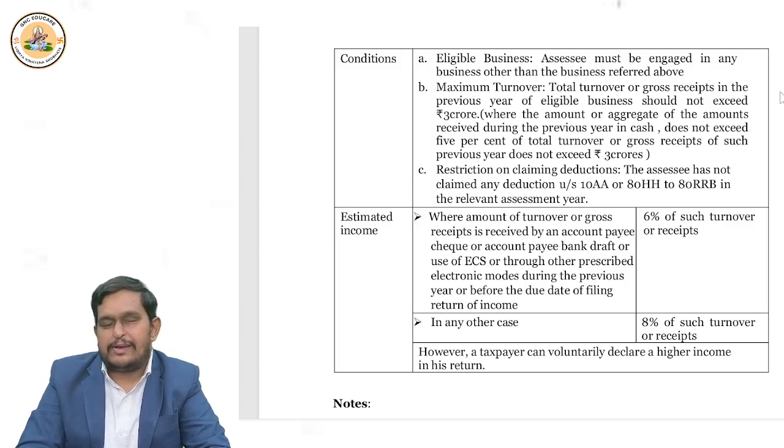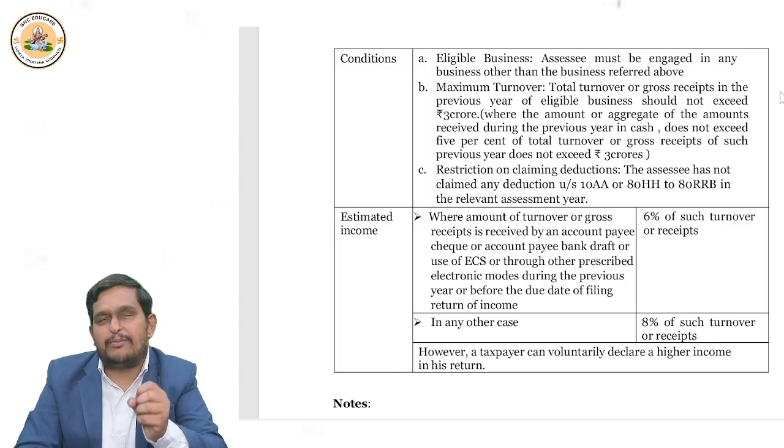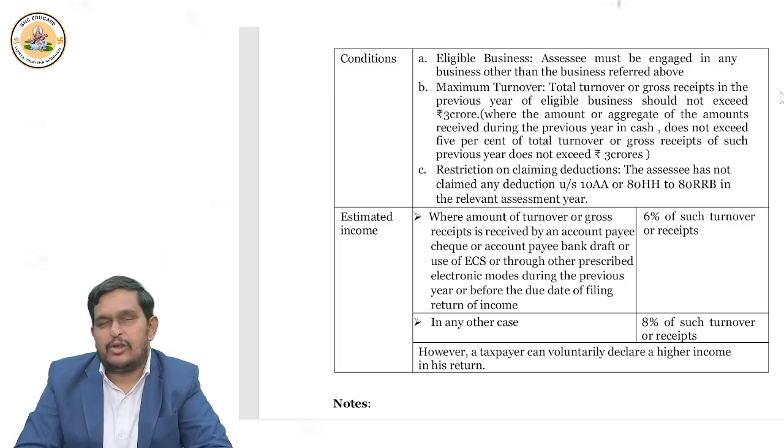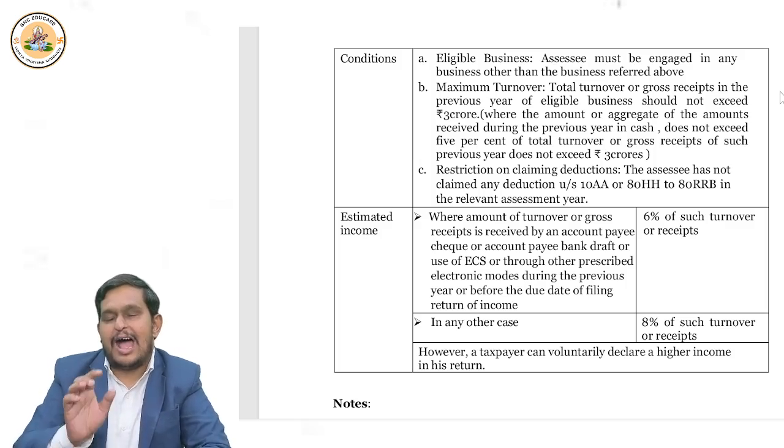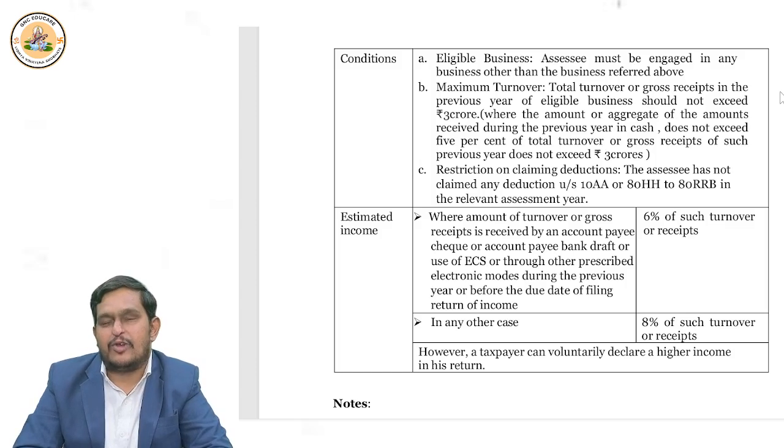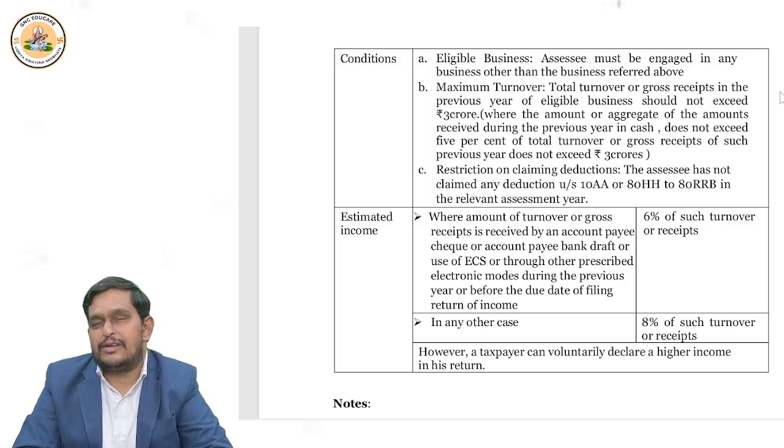But suppose your receipts in cash are up to 5%. If your receipts in cash are up to 5%, not more than 5%, then also this section applies. How? Up to turnover of 3 crores. Let me again repeat for you.